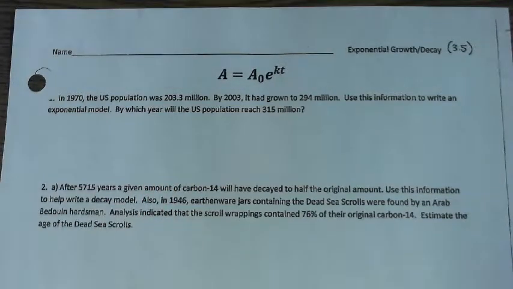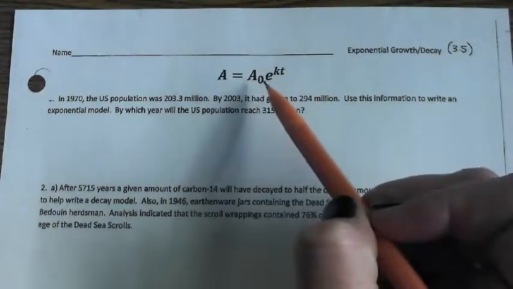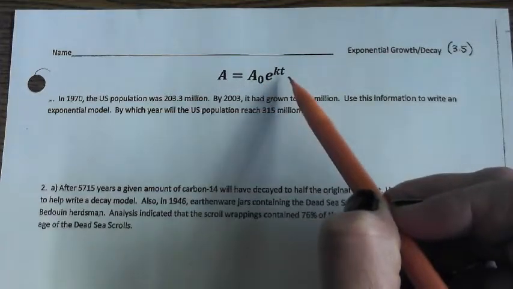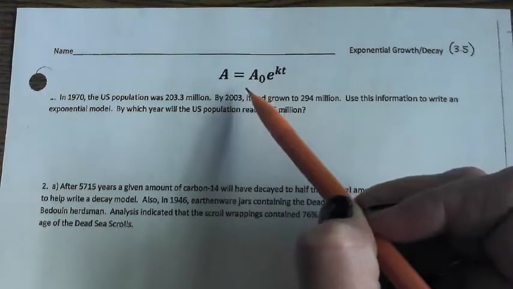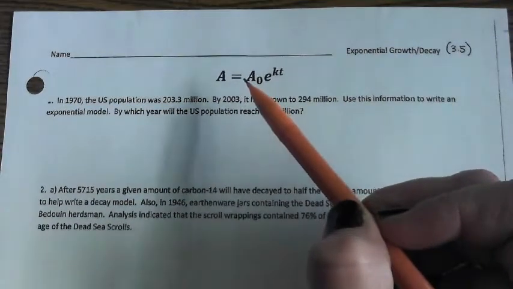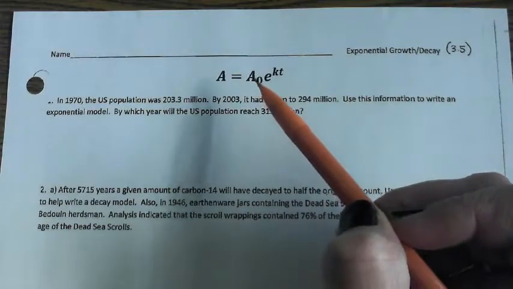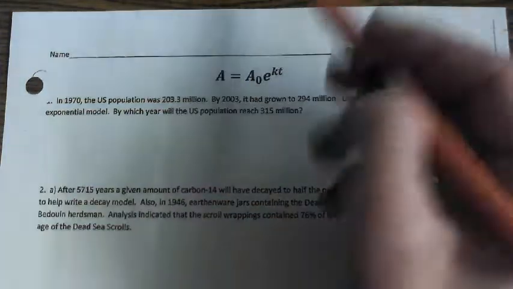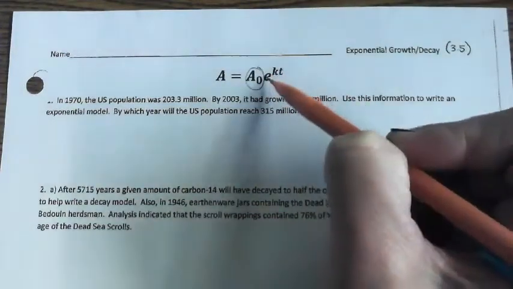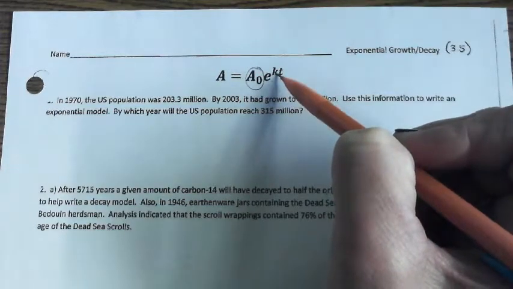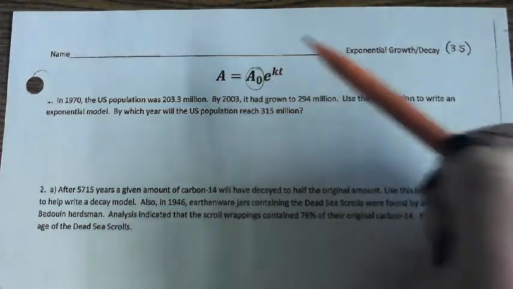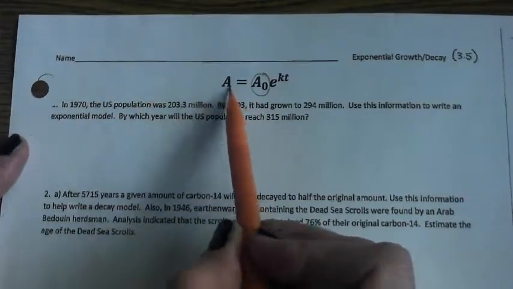And then answer the question, by which year will the U.S. population reach 315 million? So, you've seen this formula. This is the PERT formula, essentially, that you did last year, right? PERT seems to be used specifically with finance, but the idea of the initial amount, your irrational number e raised to the k, is kind of like your rate times t, your time, equals your final amount.